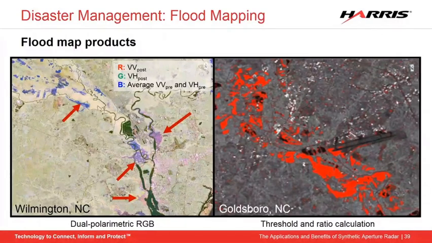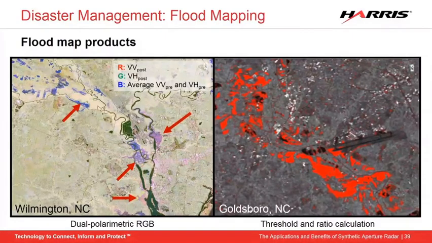previously. And on the right-hand side of the screen, those red areas highlight the flooded areas that are new to the scene. And this is done using thresholds and ratio calculations all in ENVI and SARscape. Now we can overlay these maps with LiDAR building data and pinpoint areas of interest for possible emergency response.